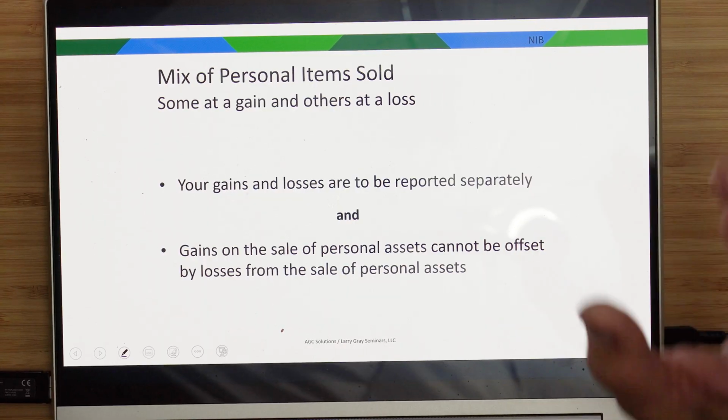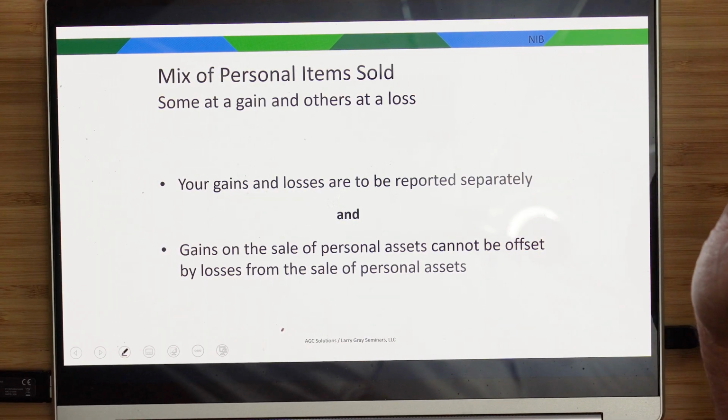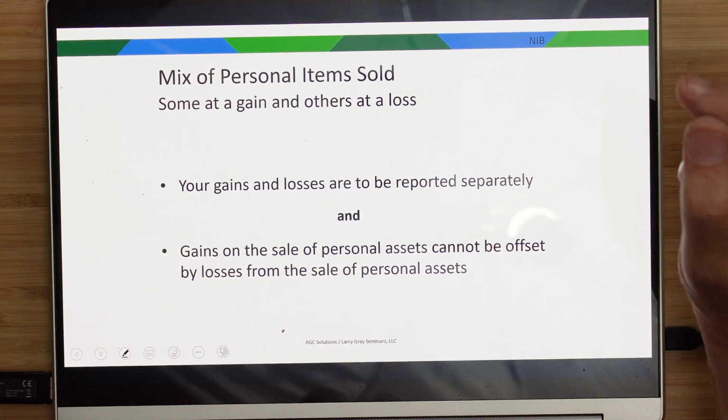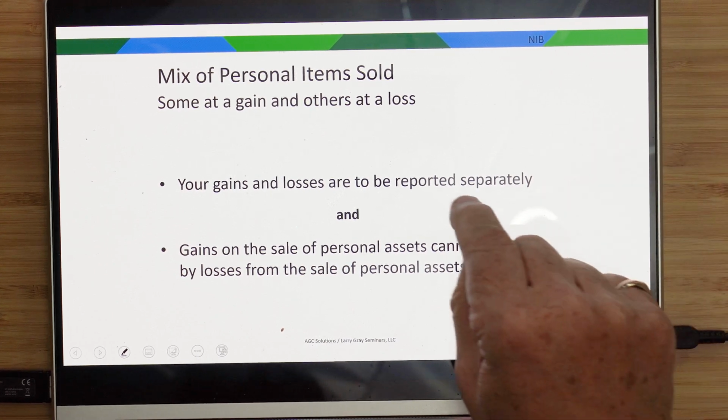We don't know what the states are going to do that's already dropped their threshold to $600 and dropped their threshold to $1,000 or dropped their threshold to $1,200. I don't know whether they're going to say we want that anyway. There may not be time to change the law. I don't know. So let's look at activities when you have a gain or loss. And this slide is probably the most critical slide in reporting personal activity, personal sales on a tax return. Your gains and losses are to be reported separately.